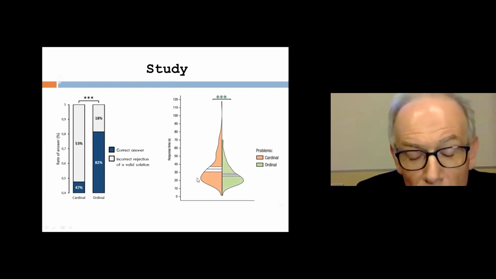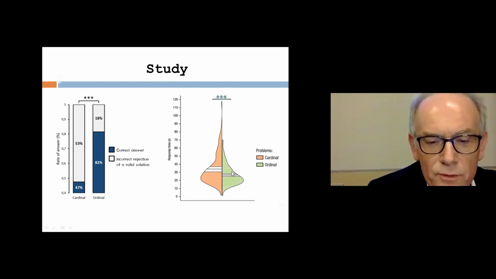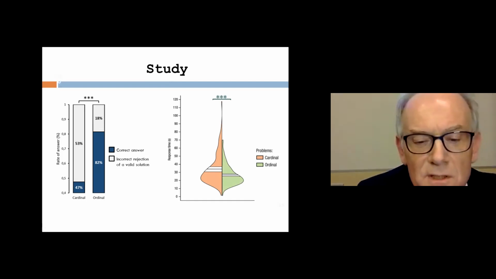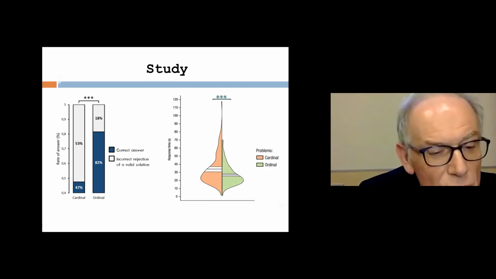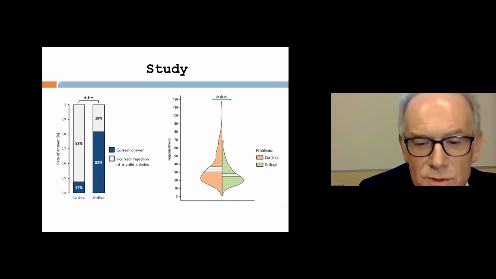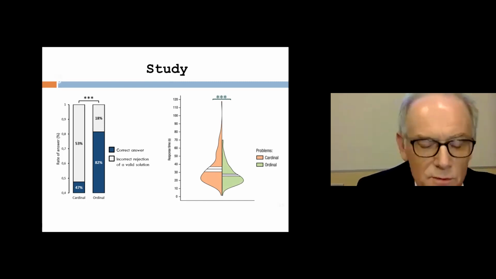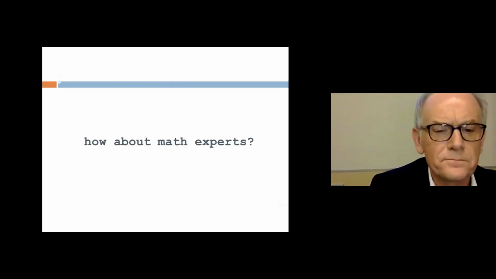And here you have the mean time for the ordinal problem. So to conclude, it means that they were less efficient in terms of correct answers for the cardinal, but they were also slower. So it was really difficult for them.